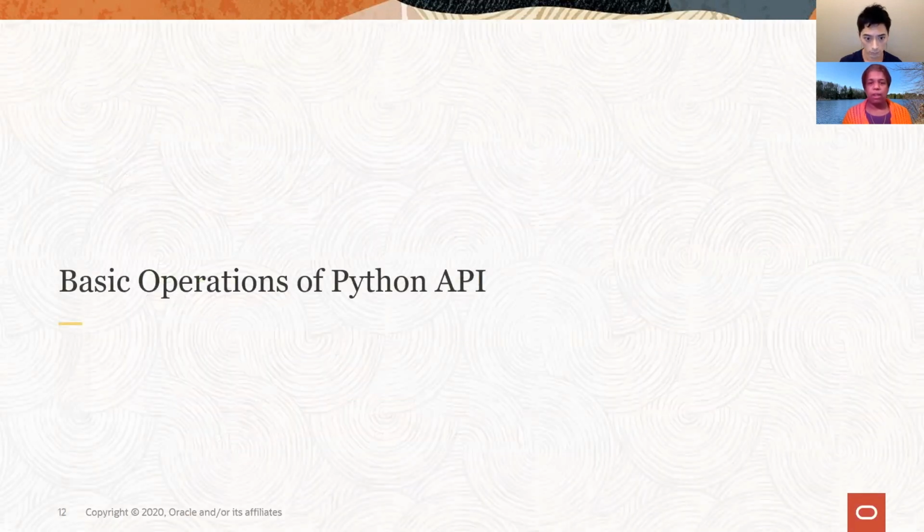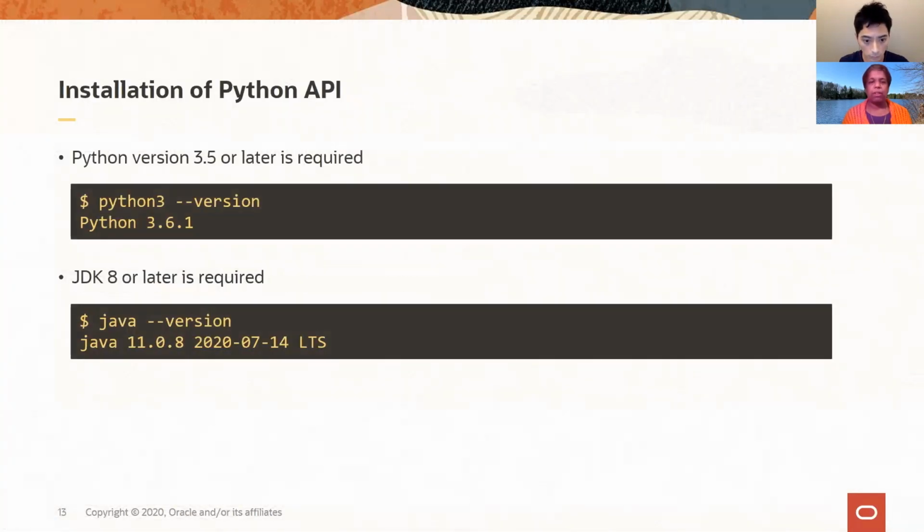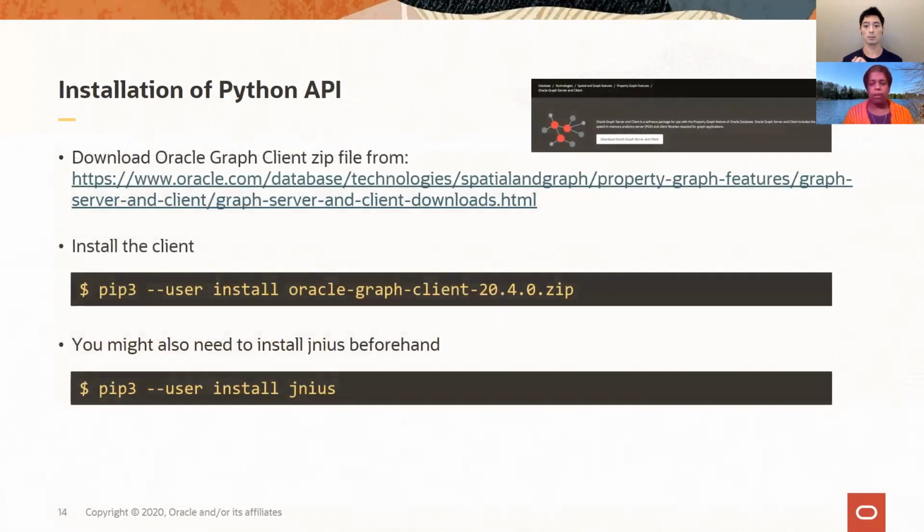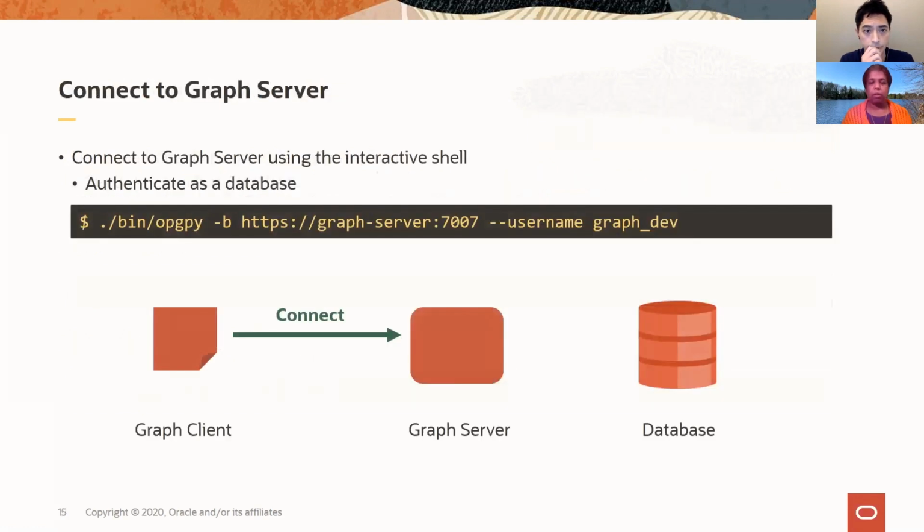So let's just now take a look at some of the basic operations. To work with the Python API, you need to have Python version 3.5 or later, and Java JDK 8 or later. And the installation is quite simple. It's part of the Oracle Graph Server and Client Kit that is available on oracle.com, and also on eDelivery. It has a number of components, and one of the components is the Graph Client component. You install the client component, and you might need this additional component as well. And so the install is pretty simple, and you can very quickly get started with using your Python client.